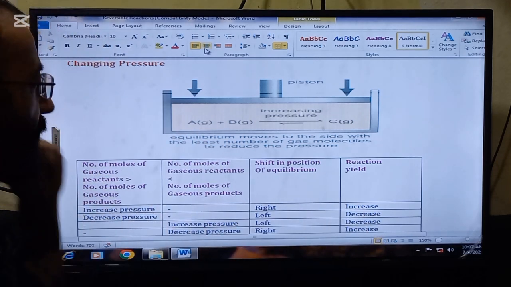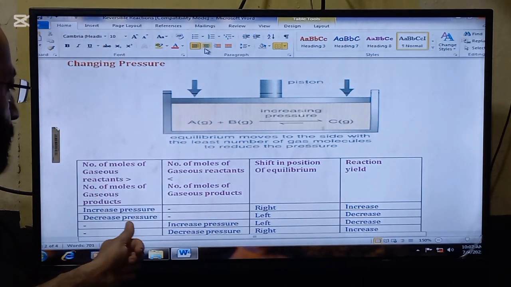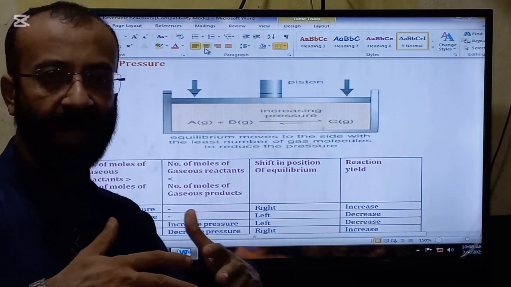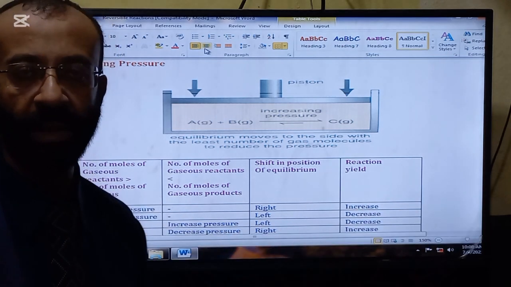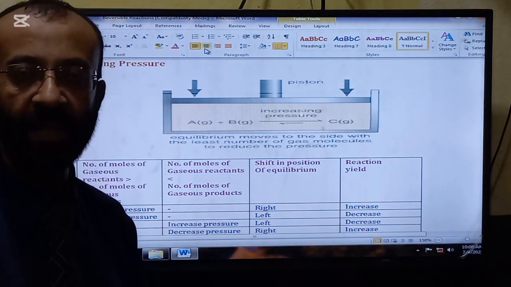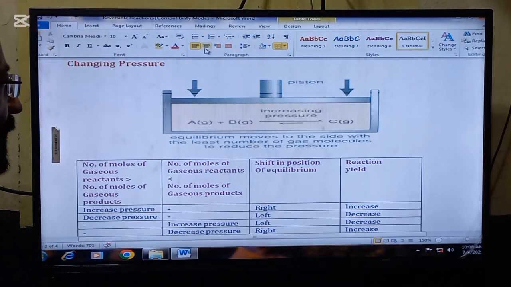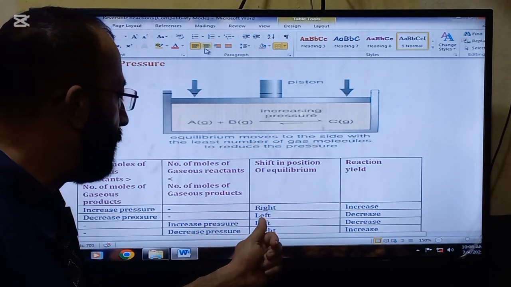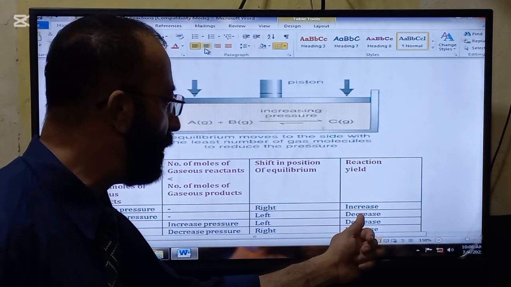And on the other hand, if you decrease the pressure, definitely the gas particles will move away from each other. The number of effective collisions will be less, and the position of the equilibrium will shift towards left, and reaction yield will be decreased.